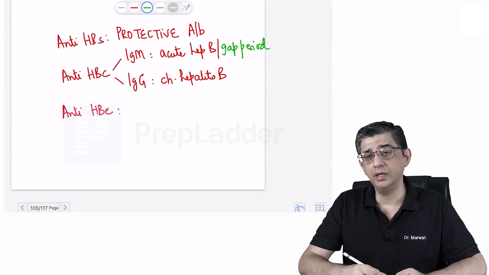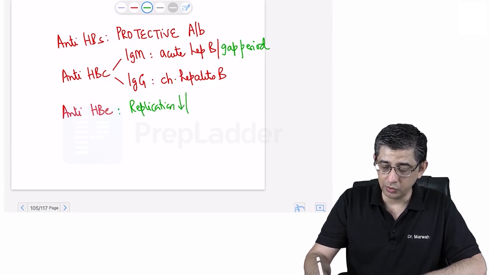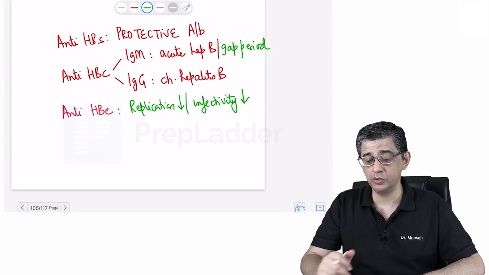Then is antibody against the E antigen. This highlights the fact that the replication rate of the virus is now reducing. So the infectivity of this person to doctor or nurse handling the blood sample or to the sexual partner of the patient will also be reduced.